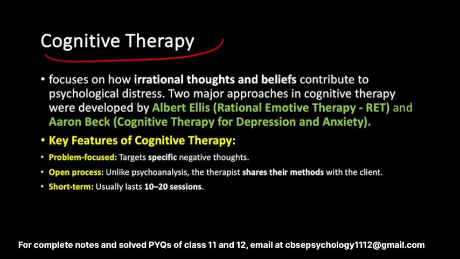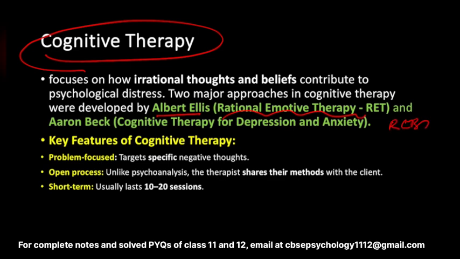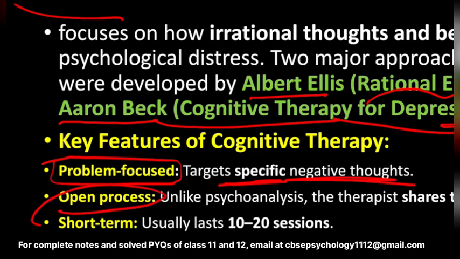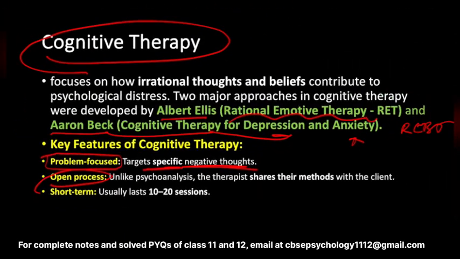Now talking about cognitive therapy, there are two major approaches. First, developed by Albert Ellis, the rational emotive therapy, or REBT, which is rational emotive behavioral therapy, and Aaron Beck, who introduced cognitive therapy especially in depression and anxiety. The key features are that it is problem focused. It does not go deep into conflicts and other non-specific areas. It targets specific negative thoughts. It is an open process. Unlike psychoanalysis, the therapist shares their methods with the client, doesn't just interpret and give their conclusions, and it is short term.